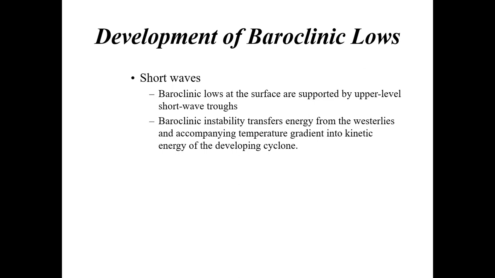So you get this temperature gradient along with very strong jet stream winds aloft. And the baroclinic instability transfers energy from those higher level jet stream winds and also taps into the temperature gradient. That basically takes potential energy of position and converts it into kinetic energy, or energy of motion. And all of a sudden you get motion, you get wind, you get mixing of air masses, and the storm eventually deepens if we have the right upper level shortwave trough support as well as the upper level jet stream support.